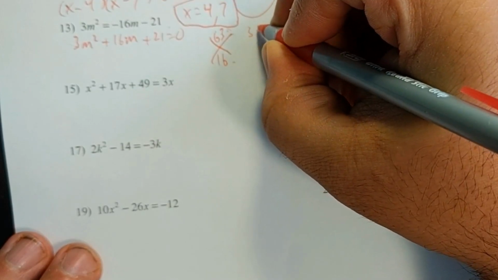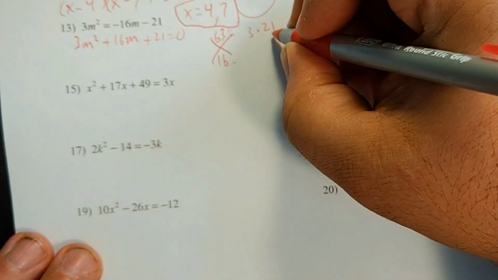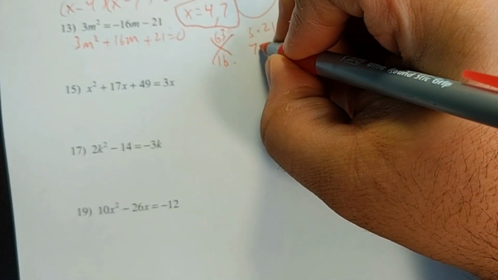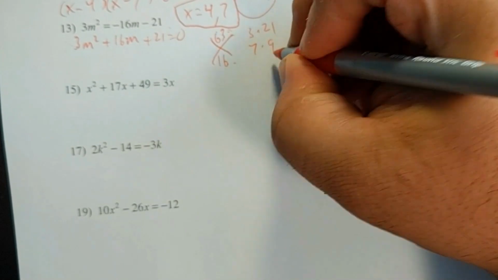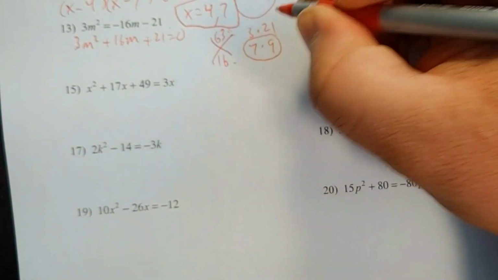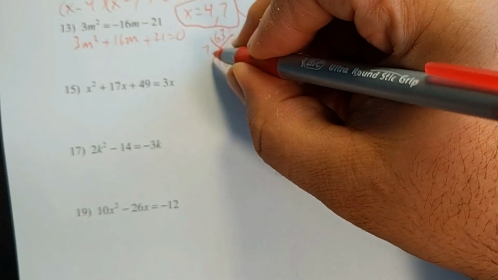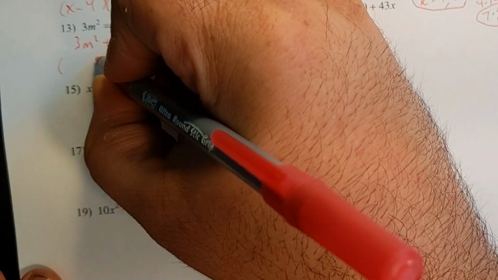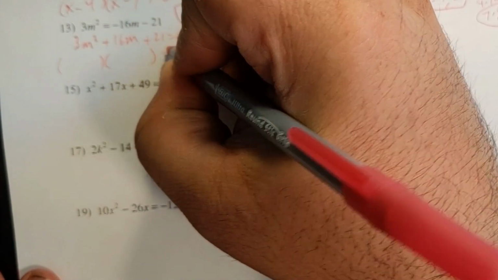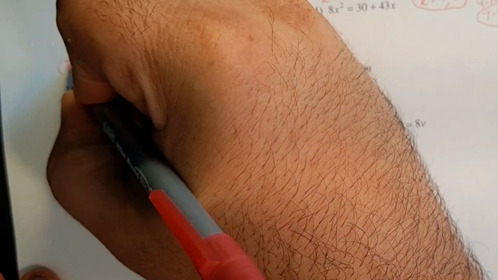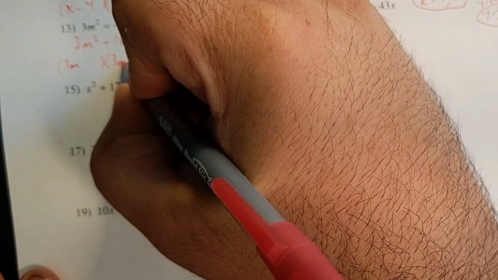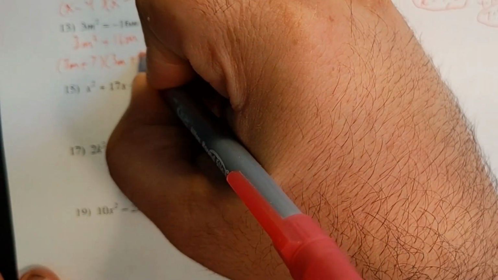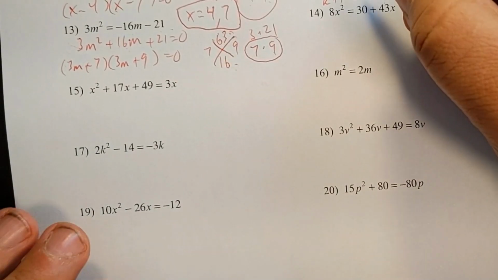So if I go 3 times 21, that didn't work because that gives me 24. If I go 7 times 9, that gives me 16. So that's the pair that I want. We want it to be positive, so they're both positive 7 and positive 9. When we set up our parentheses, the 3m squared is going to give us a 3m for our first terms. Positive 7 and positive 9 are our second terms.